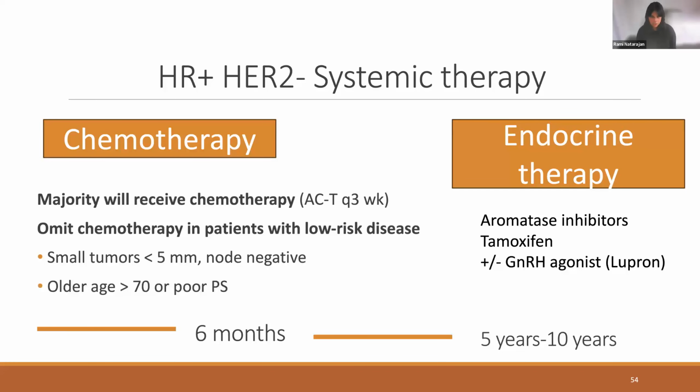And generally with this regimen, it's about a duration of about 6 months. And patients have to come every 3 weeks at least to get their treatment. In terms of endocrine therapy, the agents that we talked about, aromatase inhibitors, tamoxifen, plus or minus a GnRH agonist, and this is given for 5 to 10 years.